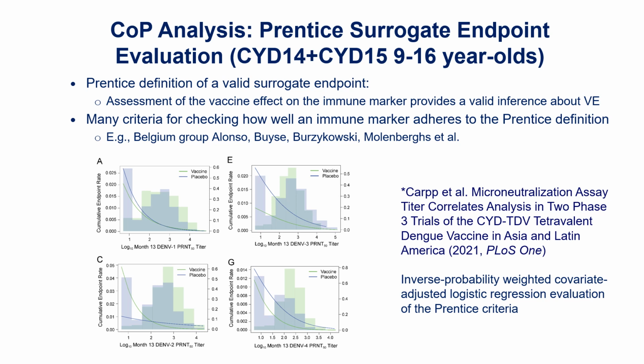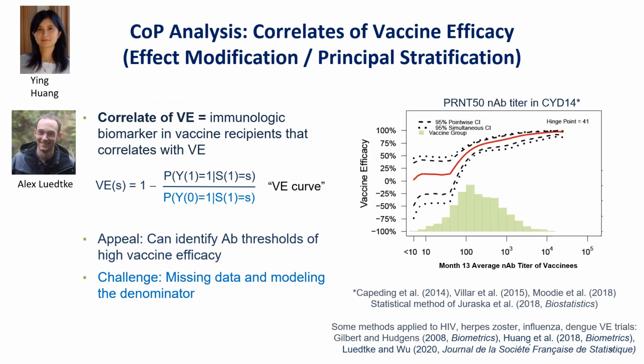And then the curves are a bit different for dengue 2 through 4, suggesting there's partial surrogate endpoint validity, but it's not perfect. And then for the correlative vaccine efficacy framework, what's done here is we estimate vaccine efficacy over subgroups of vaccinees defined by their immune marker response. And then we get results like here on the right, where we can read off thresholds corresponding to different levels of vaccine efficacy.